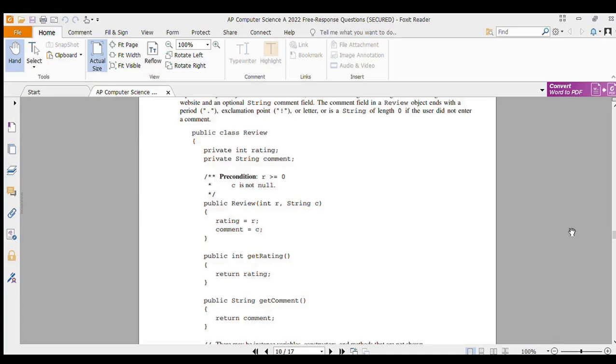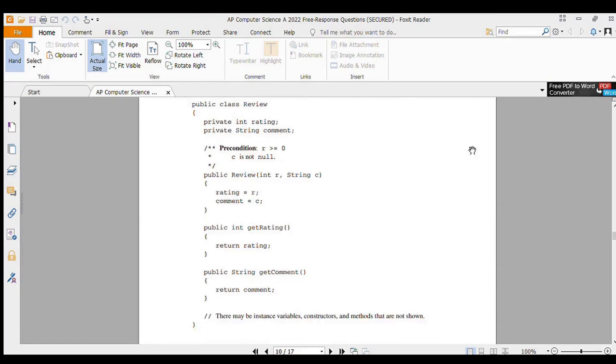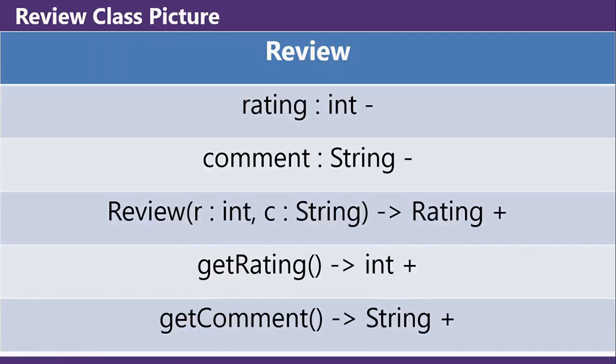For the first part of question 3, we're looking at the Review class that has a private int member rating, a private string member comment, a public Review constructor that takes in an R integer argument and a C string argument, a rating getter that's public, and a comment getter that's also public. For the Review class, you'd draw this picture.